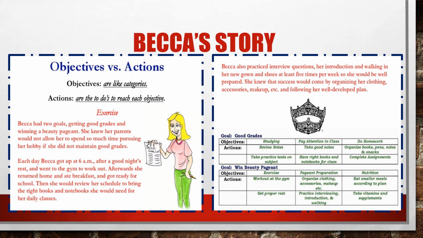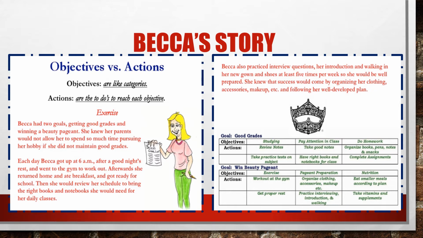So her first goal was good grades, and her objectives were studying, pay attention in class, and do homework. Now the actions for studying were review her notes, take practice tests on the subject. You see how the one is a category, studying, and reviewing notes and practicing the test are the to-dos. The other one is pay attention in class. She took good notes as her action. And the other action is have the right books and notebooks for class. She was well prepared. She made sure she had what she needed. So she was taking action before she even got to class. The other one is do homework.